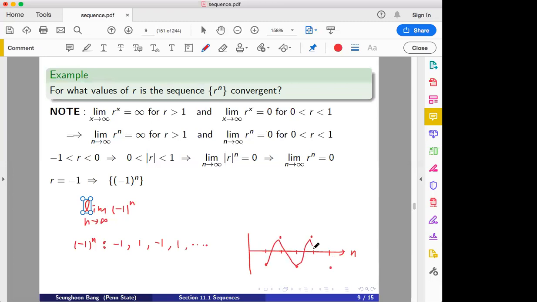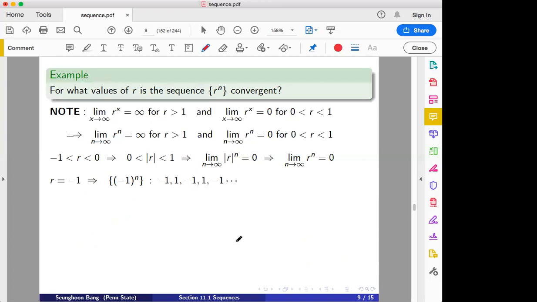It keeps oscillating infinitely many times. The gap is not decreasing; we have the same gap. This sequence is not going to only one finite number, it is oscillating between 1 and minus 1. The limit value does not exist. So the sequence diverges. So the limit does not exist, and we call the sequence divergent.